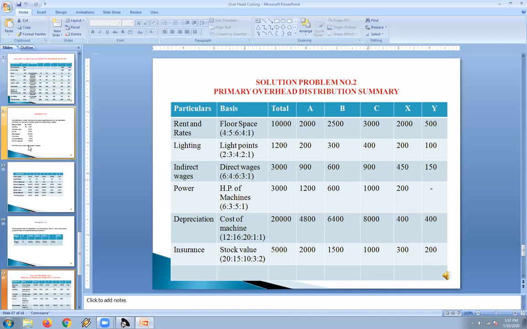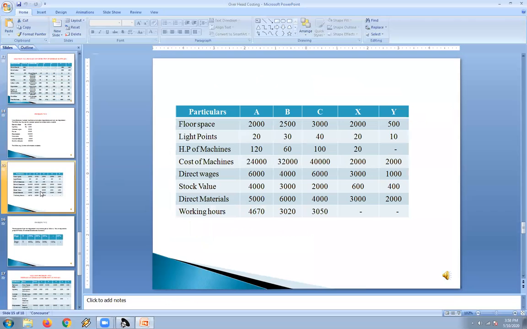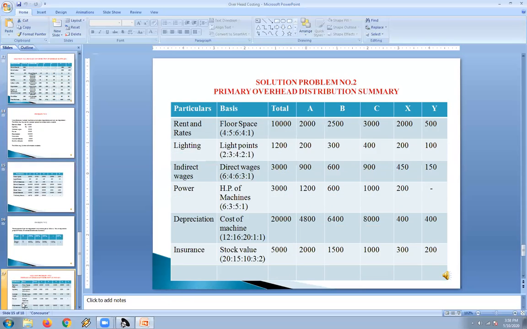And the next expense is given in the question, that is power, 3000. The power has to be allocated on the basis of horsepower of the machines given in the table. Here we can remove only the 10s. So 2 6s are 12, 2 3s are 6, 2 5s are 10, 2 1s are 2. We have allocated the 3000 value to all the production departments. Only one department is not given the value of the power. Then depreciation we have allocated on the basis of cost of machine.